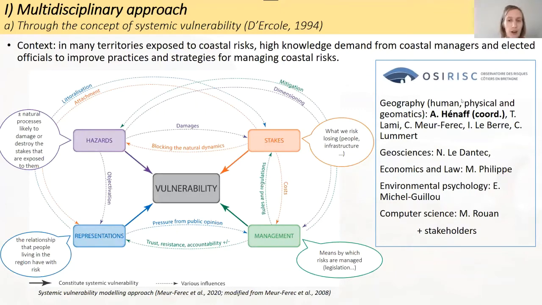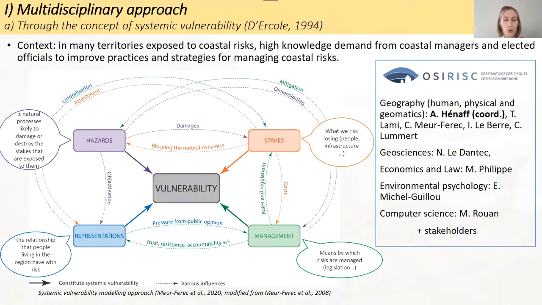Many territories are exposed to risk. Risk is a combination of hazards and stakes. Hazards are more or less natural processes likely to damage or destroy the stakes that are exposed to them. Stakes are what we risk losing: people, infrastructure. In these areas, there is a high knowledge demand from coastal managers and elected officials to improve practices and strategies for managing coastal risks.